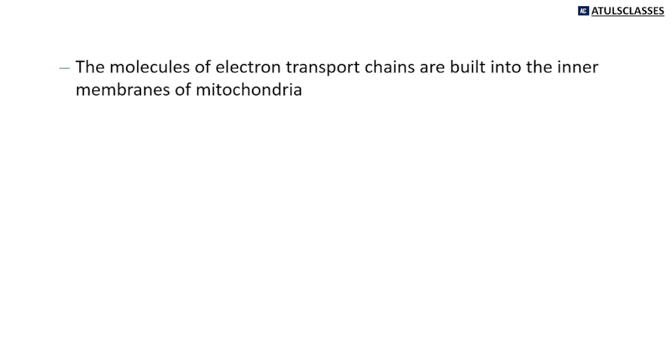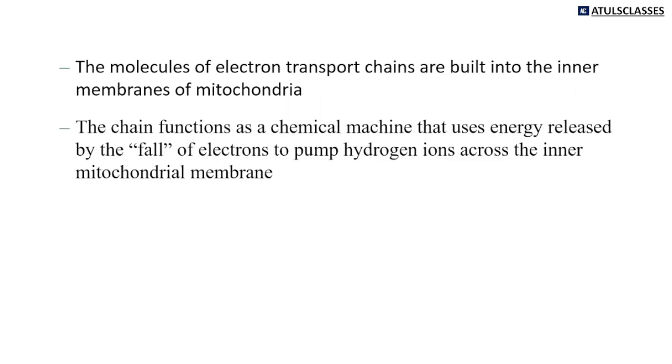In this, the molecules of the electron transport chain are built into the inner membrane of mitochondria. So the chain functions as a chemical machine that uses energy released by the fall of electrons to pump hydrogen ions across the inner mitochondrial membrane. And these ions store potential energy. So which ion? Hydrogen ions.